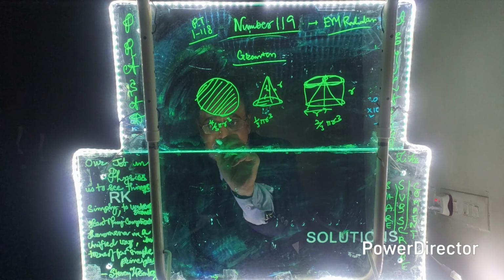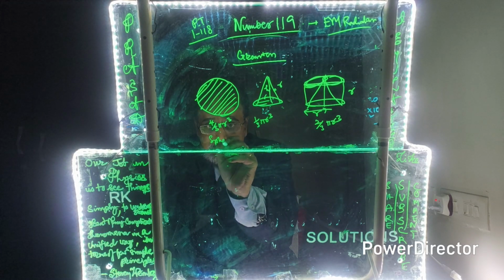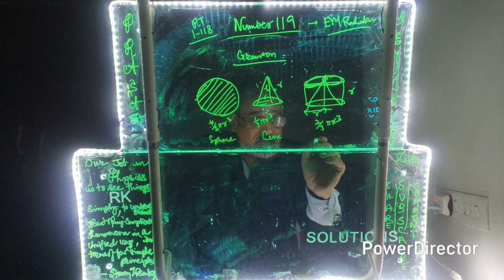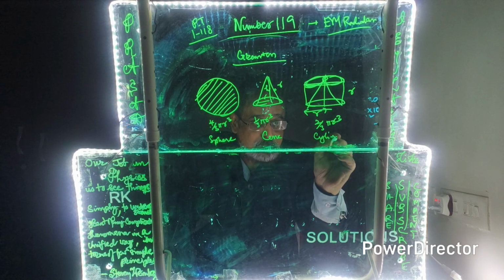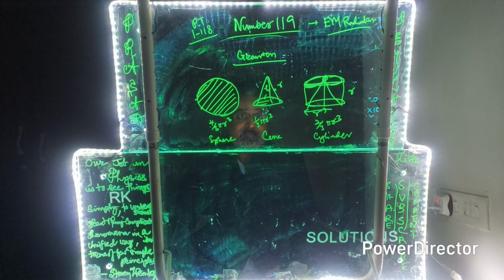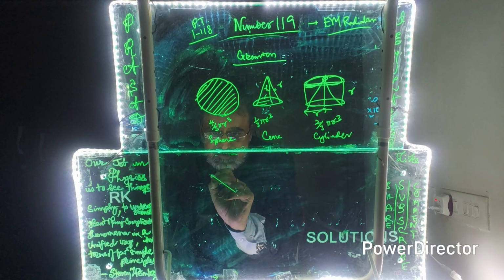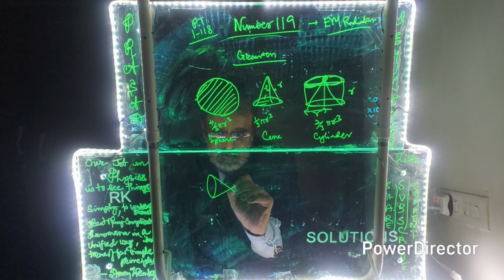So, the fourth priority is the sphere. This is the cone. This is the cylinder. And apart from these two, we can also have two more.